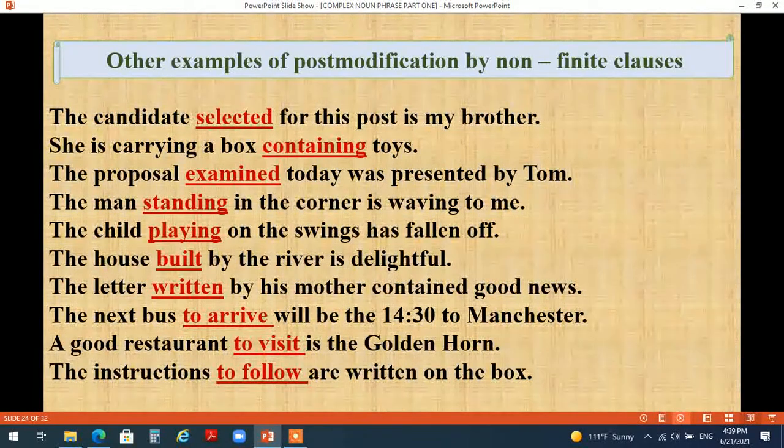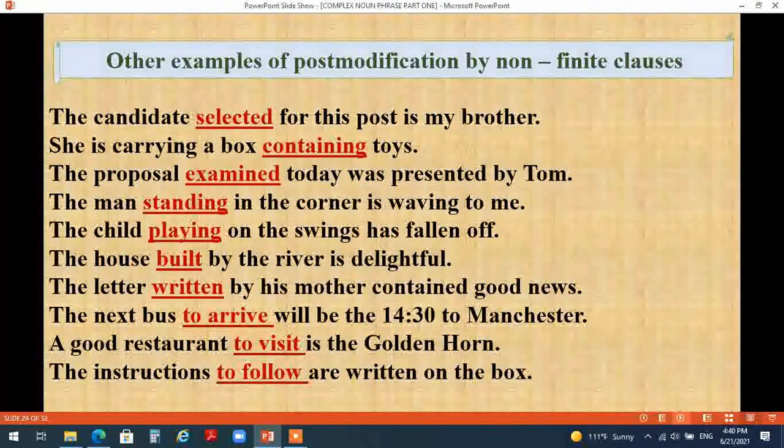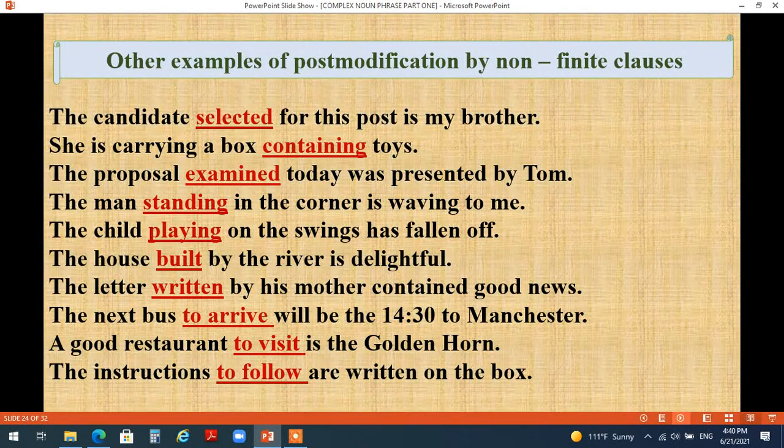Here are some other examples of post-modification by using the non-finite clauses in the three types. The candidate selected. Here we have the past participle. She is carrying a box containing toys. Here we have the ing clause. The proposal examined. Again we have past participle. The man standing. We have ing clause. The child playing. Again we have ing clause. The house built. Here we have past participle. The letter written. Again we have past participle.